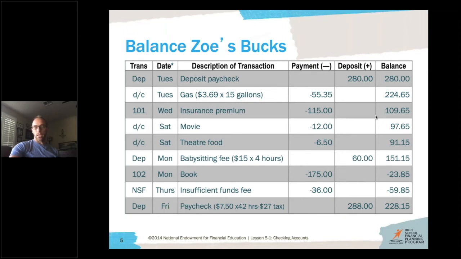And now they got a paycheck for $288. They deposit that $288, but the balance is already down to $228 because they had pre-spent some of the money. So if you do this right, you can always know how much money is in the accounts, and you shouldn't have any checks that you write with insufficient funds.